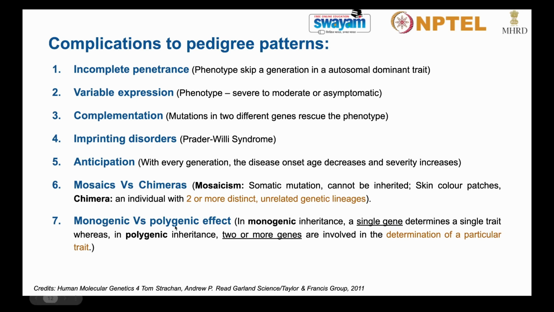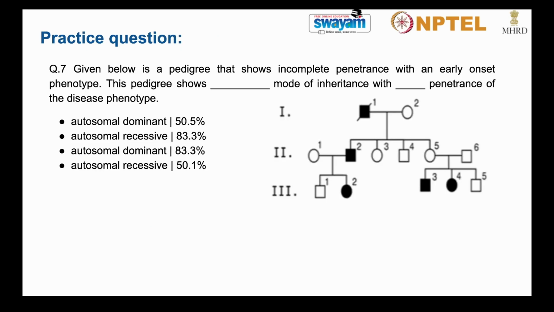Then comes the monogenic and polygenic effect. From its name, it is clear that monogenic means a single gene is involved. Whenever a single gene determines a single trait, it is known as monogenic inheritance. And whenever more than one gene determines a particular trait, then it is polygenic inheritance. So now let's move to the question.